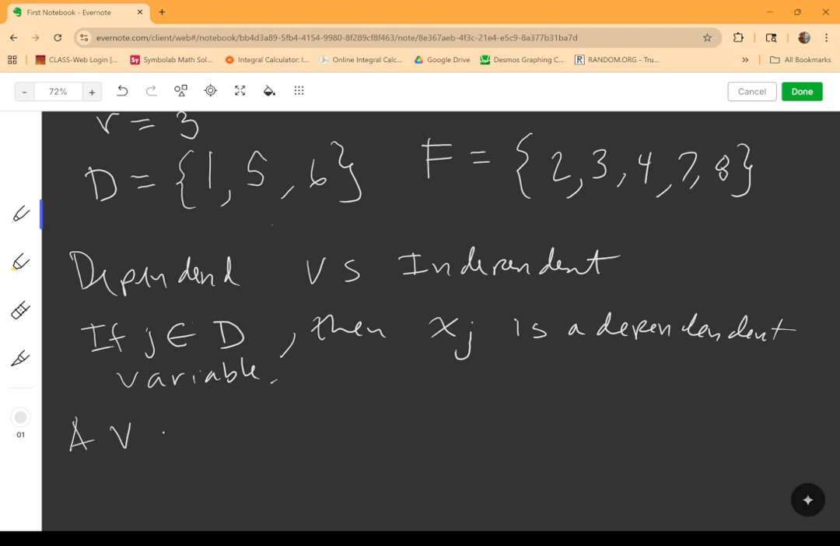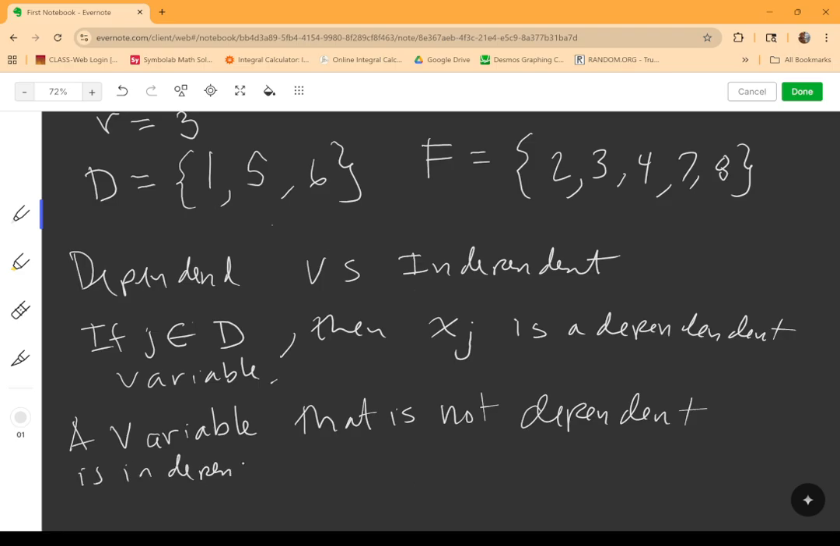A variable that is not dependent is independent or free. So we use those terms interchangeably when referring to variables. They're independent or a free variable, right? Hence, you can think of the D dependent, F free, right?